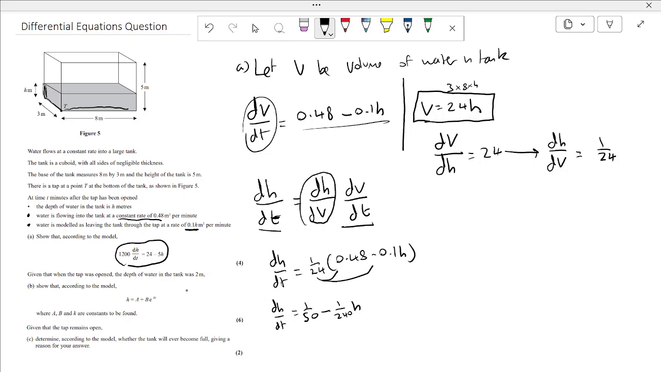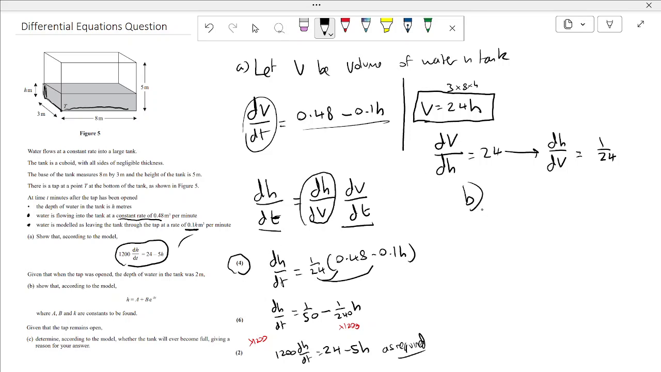And then, I mean, you can look and see the 1200 over here. You could combine these, make a common denominator, do whatever you want. I will times both sides by 1200 because I can see what I'm aiming for has a 1200 on the left. And again, just use my calculator to do all these fractions. I get 1200 dh by dt equals 1200 over 50 is 24, 1200 over 240 is 5, and oh, we're all done as required. So I've done part A, got all my marks, I showed the equation.